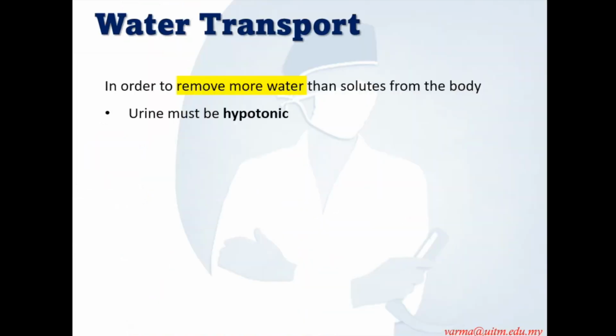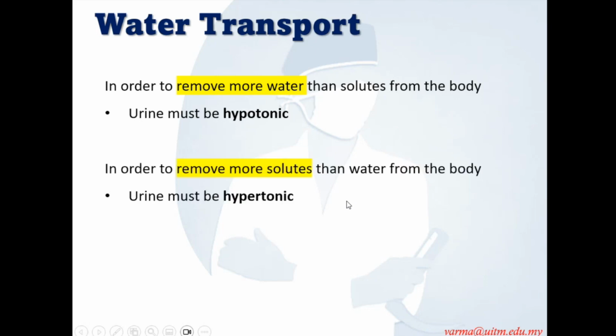So next we go into the water transport. Water transport is how the urine gets concentrated. In order to remove more water, if you have more water in your body and you want to excrete it, more water has to be removed from the urine. So urine must be hypotonic, diluted.